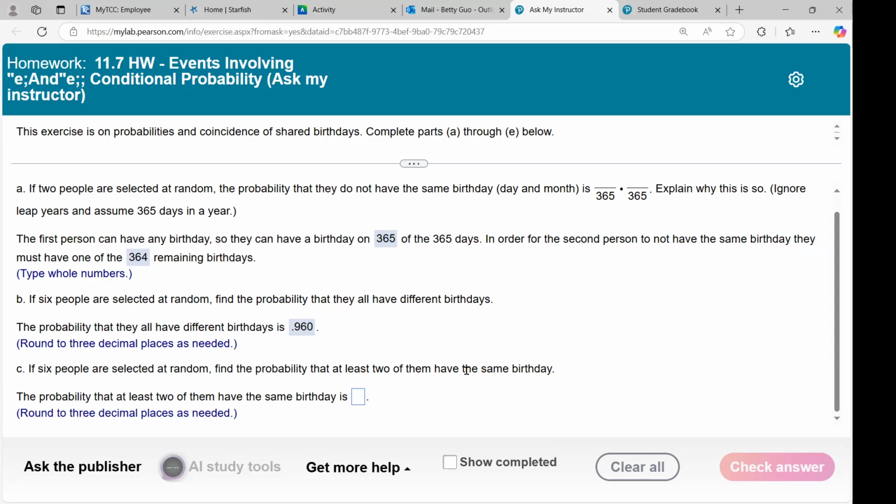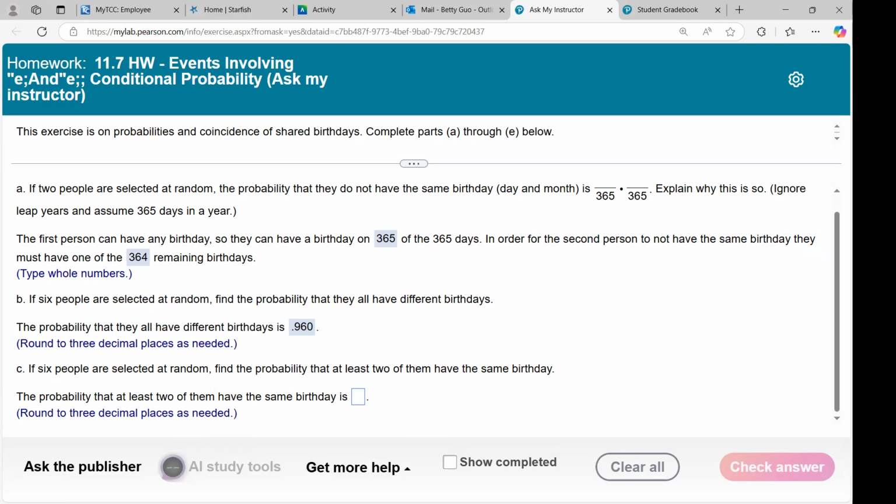So it's very complicated. When that happens, we want to find the probability of the complement and use 1 minus the complement. Let's consider the complement of at least 2 people having the same birthday among the 6 people. Do you agree the complement is none of them have the same birthday, or the 6 people all have different birthdays? So basically, part B is a complement of part C, and part C is a complement of part B.